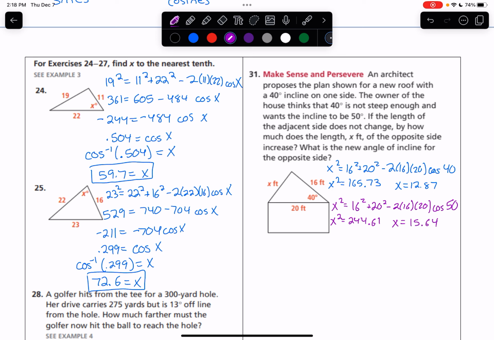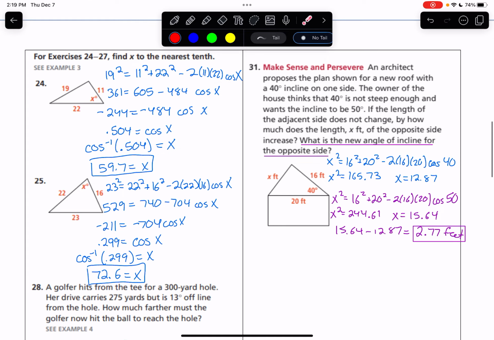So then it just asked how much longer is the side length. So that would mean we would do 15.64 minus 12.87, and it is officially 2.77 feet longer if we make that roof 50 degrees of incline instead of 40 degrees. But it wasn't done, because it also asks us, what is the new angle of incline for the opposite side? So if we have a 50-degree angle of incline over here on the right, what is the new angle of incline on the left? Let's find out.